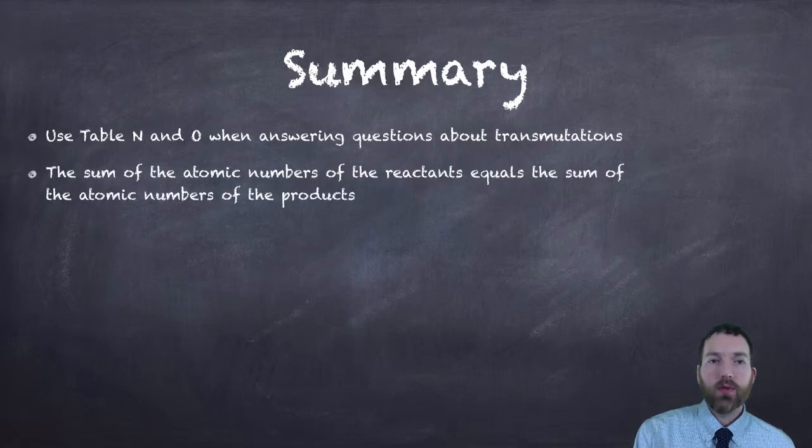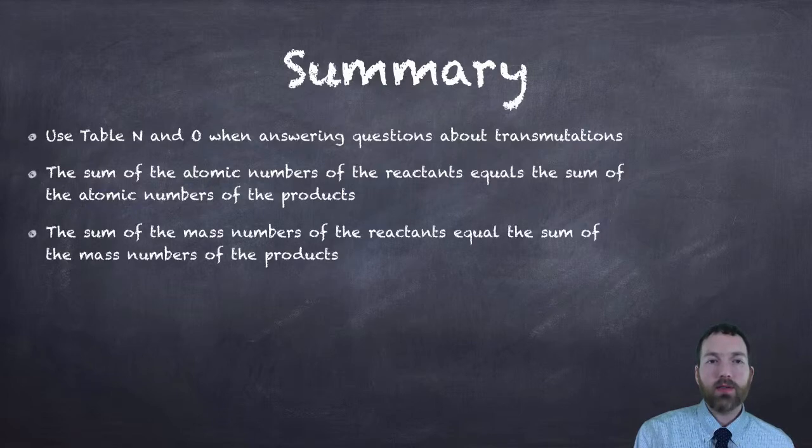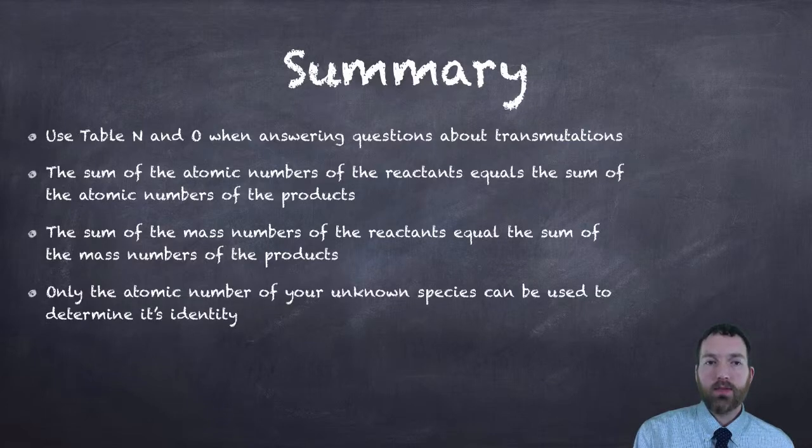You use table N to figure out the mode of decay, and O to look at what those particles look like. So when you write your nuclear equations, you'll have the right symbols. When you're figuring out the product of your nuclear equation, remember the sum of the atomic numbers of the reactants always equals the sum of the atomic numbers of the products. And the sum of the mass numbers of the reactants equals the sum of the mass numbers of the products.